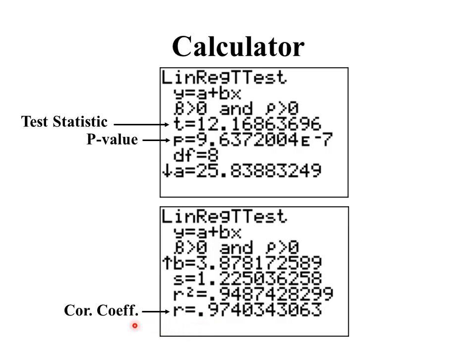The important result here on the bottom is the last line, r equals 0.974. That's our correlation coefficient. Notice that's the exact same thing that we got by hand. Now right above that it gives r squared, which is just the square of the r value. You can verify this number by just squaring the r value and you get that exact same number. So that's all there is to calculating the correlation coefficient, the test statistic, and the p-value.